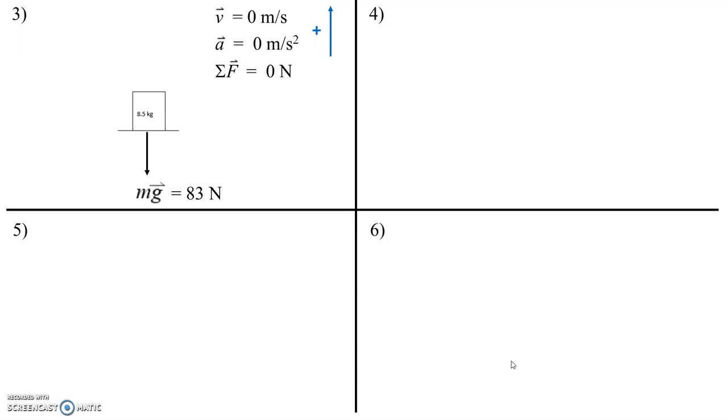It says the problem involves normal force. How do we know there's a normal force? Well, because there's a surface. Anytime there's a surface involved, there will be a normal force. The 8.5 kilogram mystery box is pressing on the surface. The surface responds with a normal force perpendicular to the surface, in which case that's going to point up. So there is our normal force.